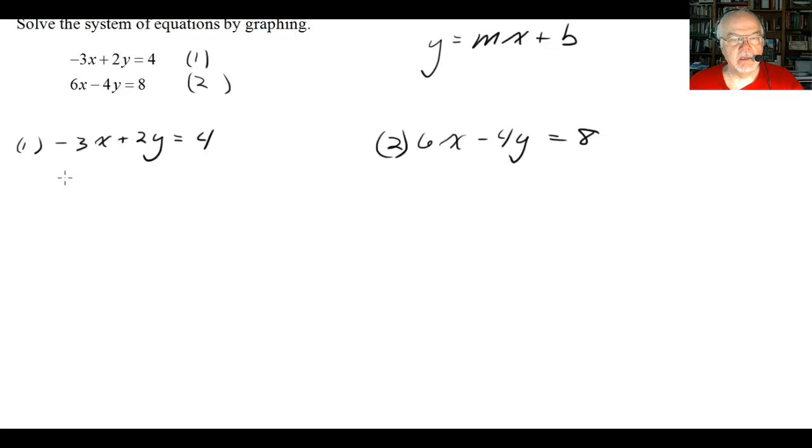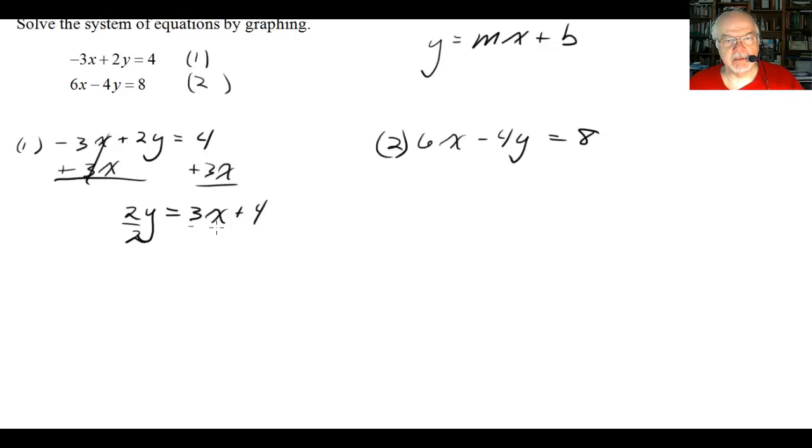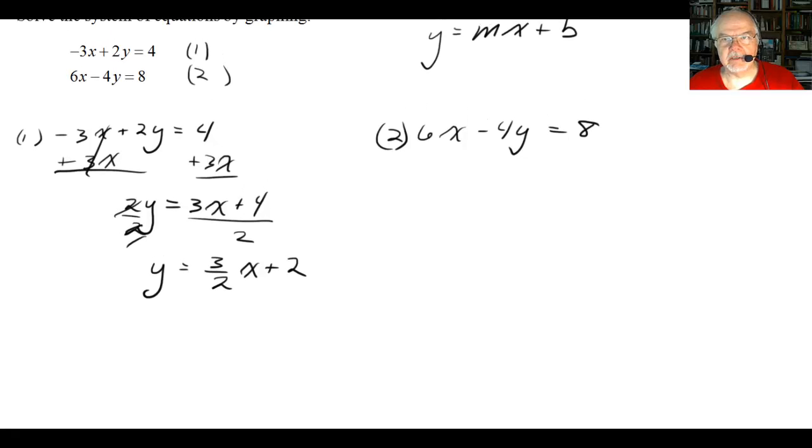To get this into slope-intercept form, I've got to get the x's on the other side. So I'm going to add 3x to both sides. That cancels. I end up with 2y equals 3x plus 4. Divide both sides by 2. 2 divided by 2 is 1. And I end up with y equals 3 halves x plus 4 divided by 2, which is just 2. All right, we're going to plot this using the point-slope formula here.